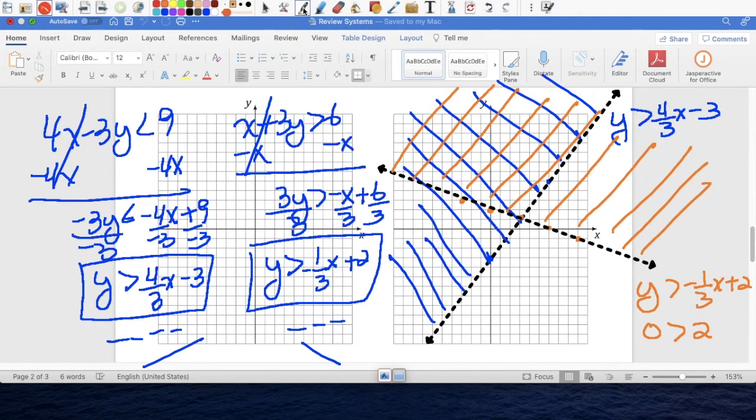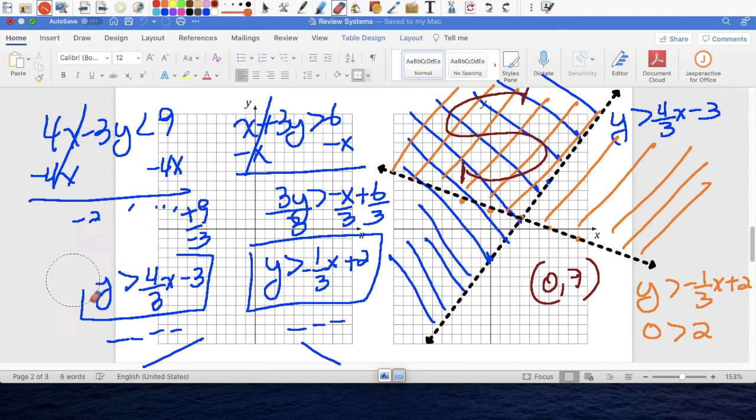Right, so only orange satisfies the second inequality, only blue satisfies the first inequality. Orange and blue area satisfies both inequalities. So we'll put a big S here. Pick a point in here. Let's pick a point with 0. So I'm going to pick 0 and 1 just to be safe. 0 and about 7. That's going to be my checkpoint.